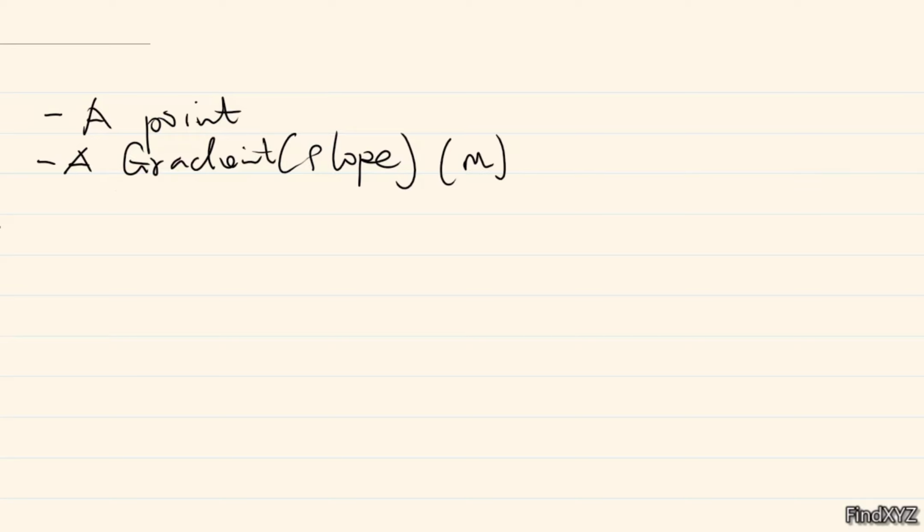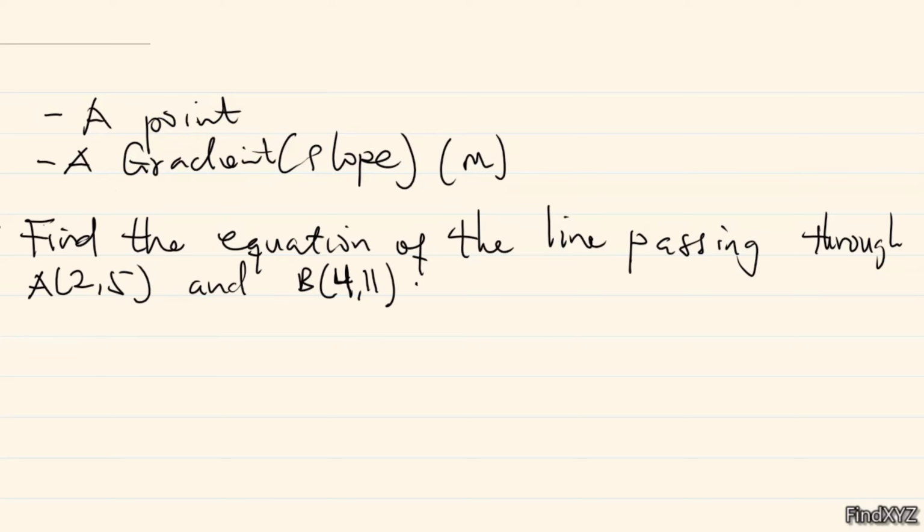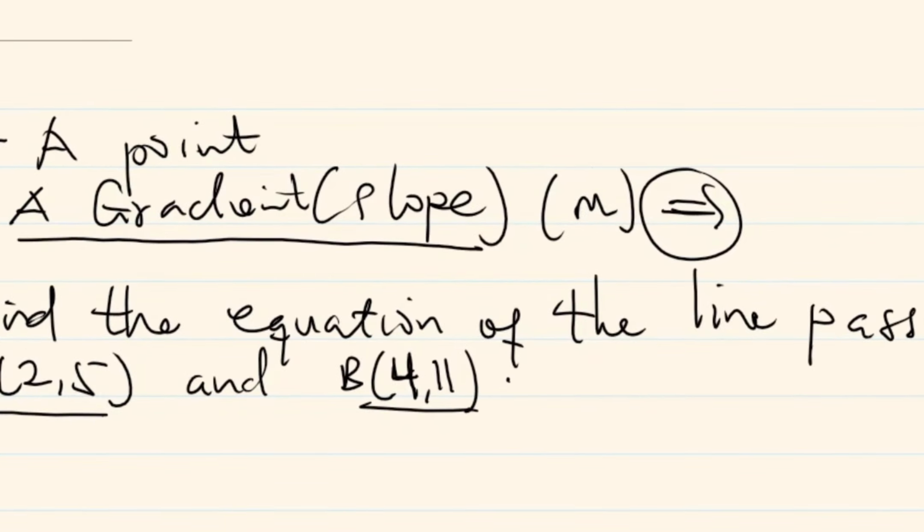But let's look at this question. The question is, find the equation of the line passing through the points A (2, 5) and B (4, 11). You see the problem? We have plenty of points. We have two of them, point A and point B. But where is the slope? Where is the gradient? It means that there's a missing piece. And what is the missing piece? The slope. They didn't give us the slope.